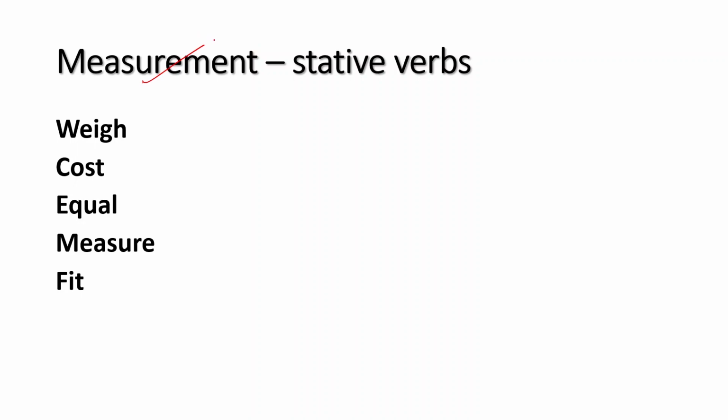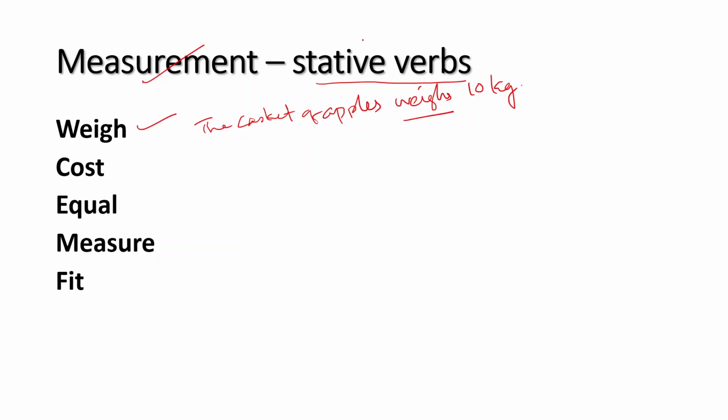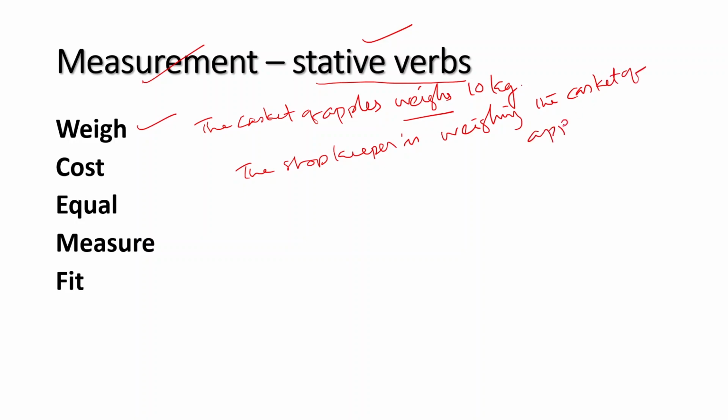Now some other words related with the measurement stative verbs. Weigh. For example, the casket of apples weighs 10 kg. Here we use this weighs in stative meaning. The shopkeeper is weighing the casket of apples. Here is weighing is in active sense. The man is doing the action. So that is the difference between stative and active or dynamic meaning of words.